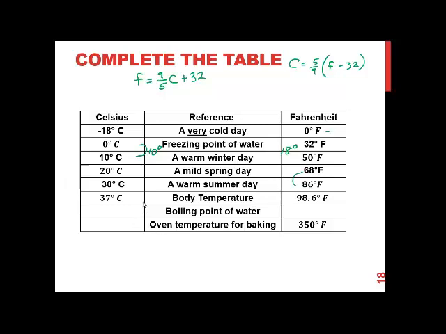A couple of other temperatures that might be interesting to have an idea of what they are in metric. 37 degrees Celsius is body temperature. Boiling point of water, we already know that's 100 degrees, or 212 Fahrenheit. And one of the things that I think would confuse me the most if we ever convert over to metrics is oven temperature for baking. We're used to 350 Fahrenheit. That is actually about 177 degrees Celsius.